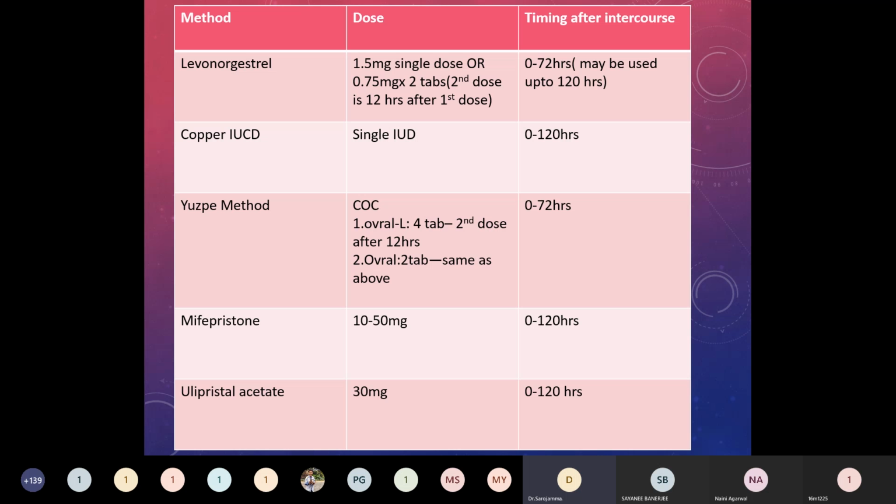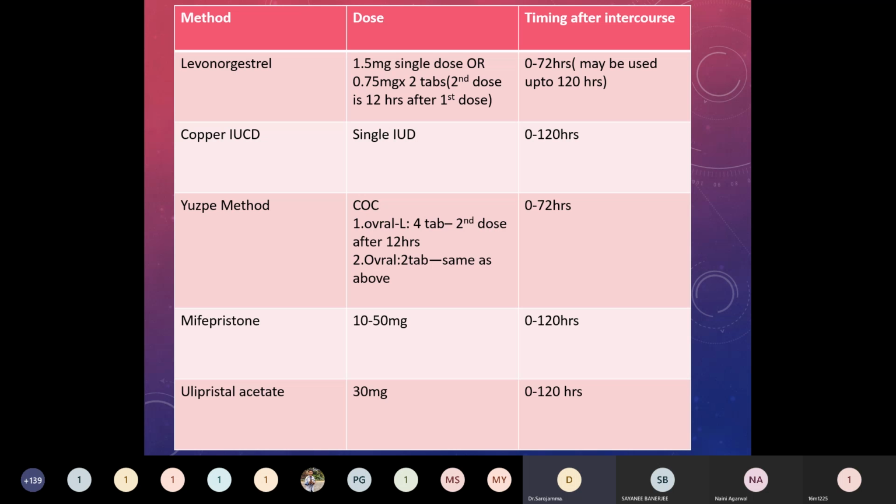Copper IUCD is also used as a single insertion for up to 5 days. The Yuzpe method, where we use combined pills, can be used for up to 72 hours, 3 days. Mifepristone is used at 10 to 50 milligrams up to 5 days, and ulipristal acetate can be used at 30 milligrams up to 5 days.